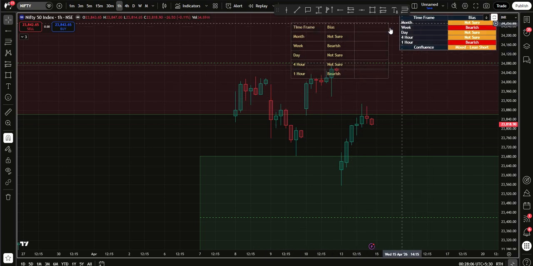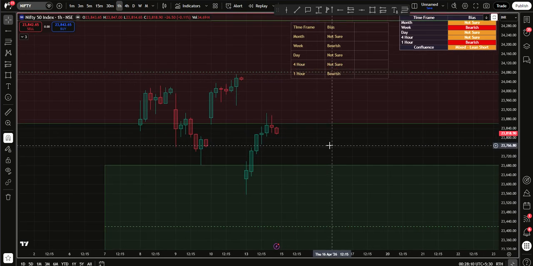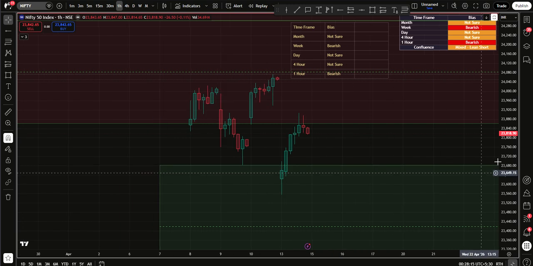Does it match with the indicator? Yes, it perfectly matches with the indicator. So I may, in a couple of days, stop doing these tables and just go only by the indicator.